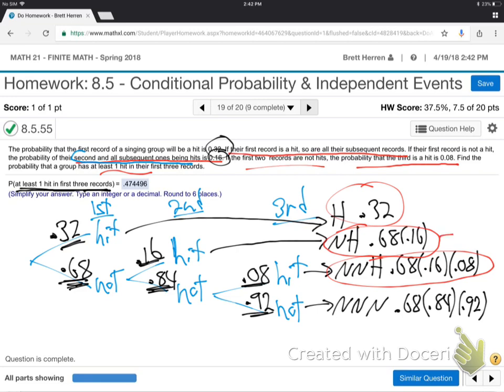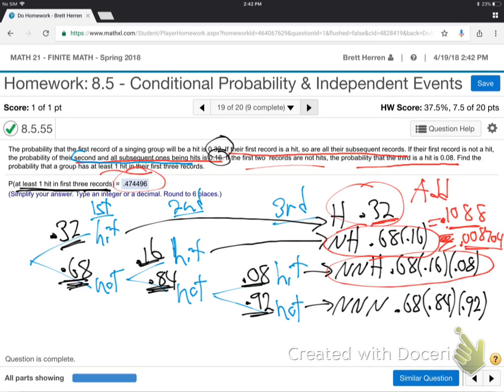Well, I mean, you know, these two would make whatever they make. 0.68 times, wait, 0.68 times 0.16. No, I can't do it that fast. I'm getting 0.1088 for this one. Come on. 0.1088. And then this bottom one here is really small, 0.0088704. And then you have to add this and this and this. Add those, and you'll get that answer.